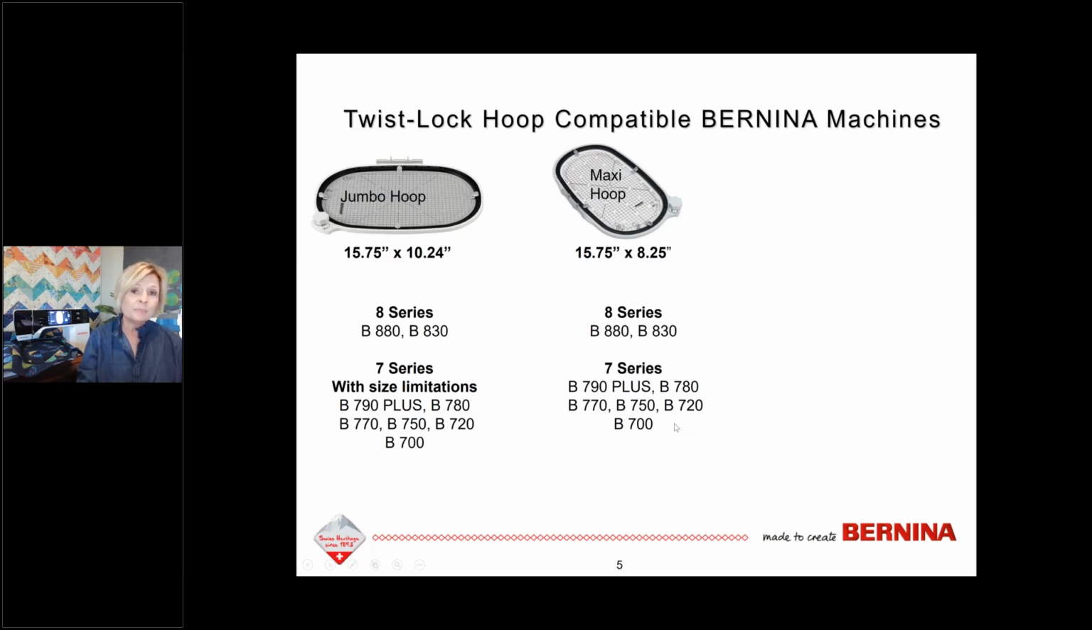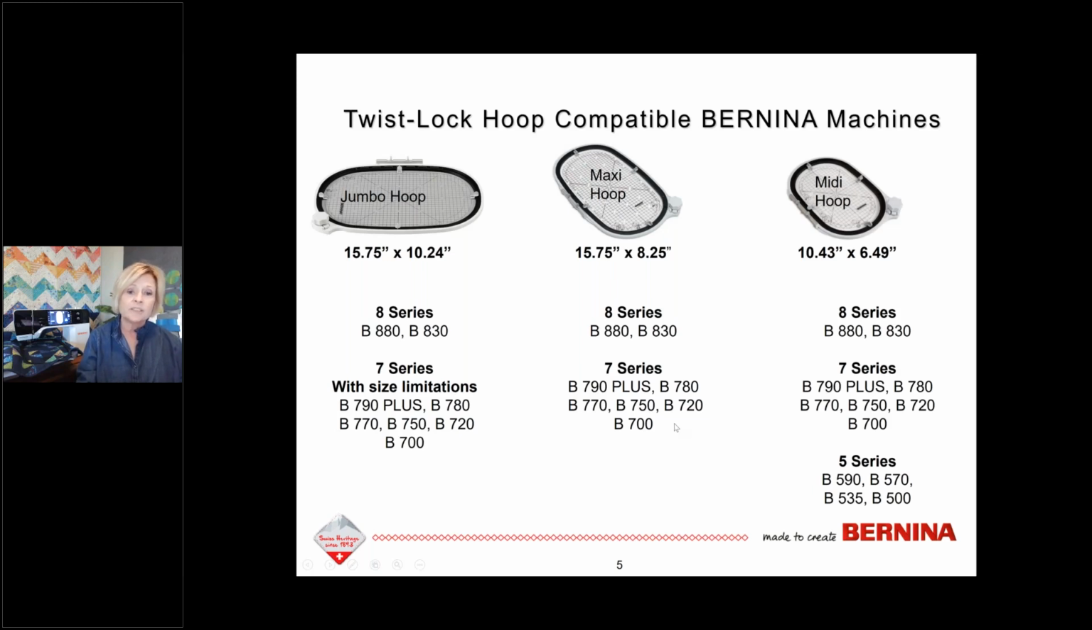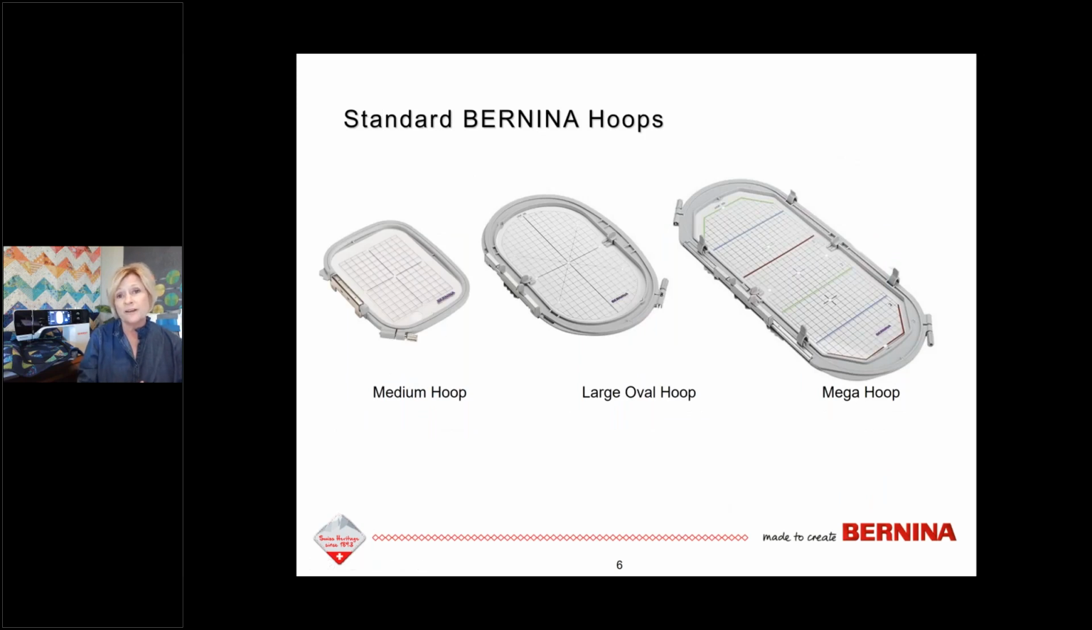And then we have the midi hoop, and this, of course, on the 8 series and the 7 series, but then it works also on the 5 series. And it is designed for that length of the arm that is on the current 5 series machines. So these are the hoops and the machines that they are compatible with. Now, if you have a BERNINA machine and these twist lock hoops do not fit on your machine, you can by all means use the medium and the large, or even the mega hoop that come with it. The main difference is the twist lock. It does not have the twist lock, and it has the standard screw to open and close it.